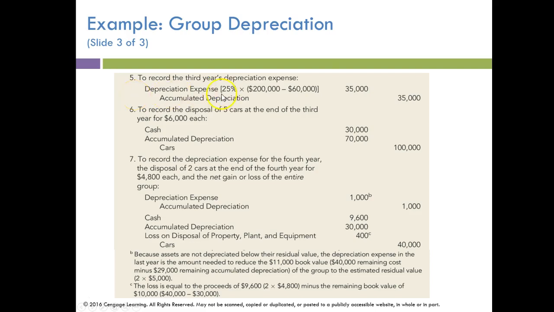We've got year 3 now, and so we've got to make an adjustment to our depreciation based on the fact that we've reduced our asset group by this $60,000. So that's going to affect our depreciation expense going forward. And now we're going to dispose 5 of the cars at the end of the 3rd year for $6,000 apiece, and we do that just as we did with the other 2. I'm not going to go through each of these because it becomes a little repetitive, but just remember that we don't depreciate the group below the salvage value.